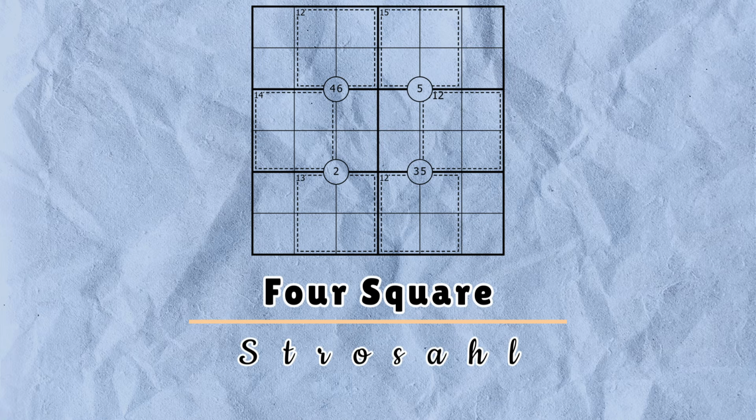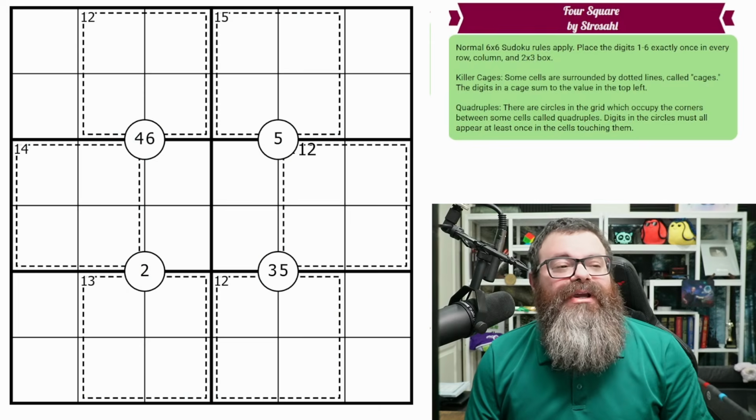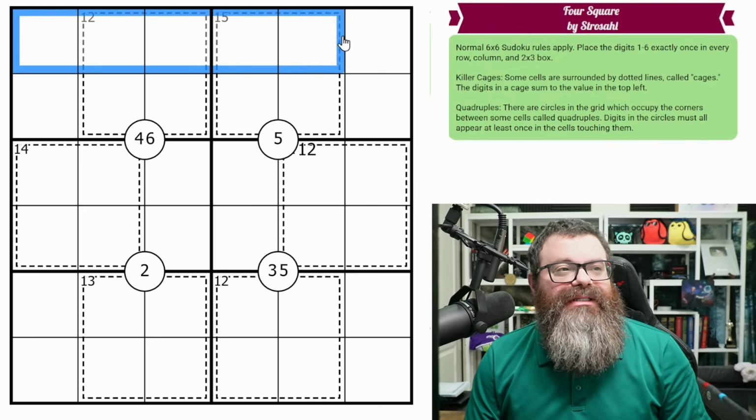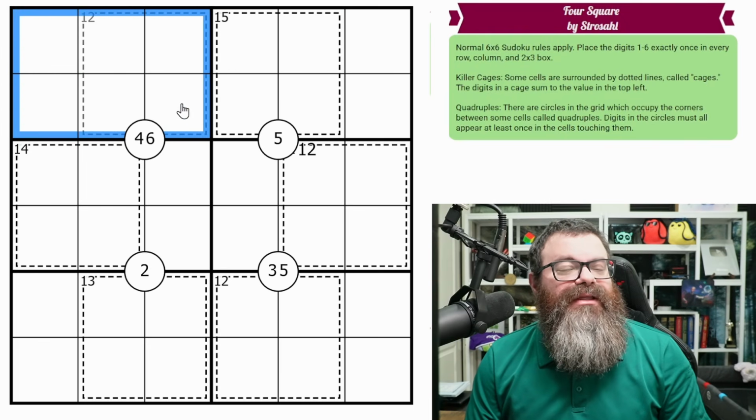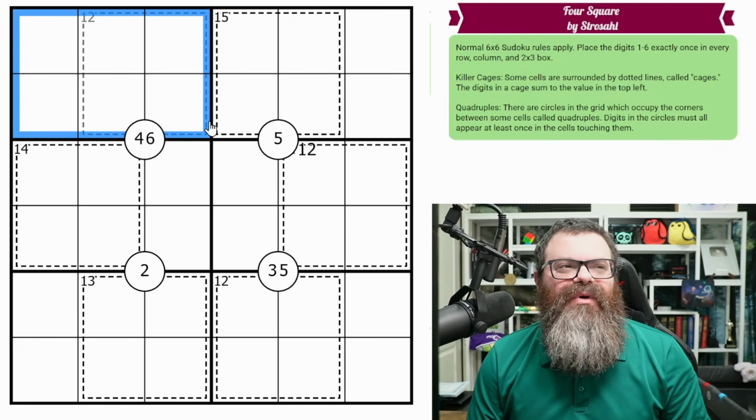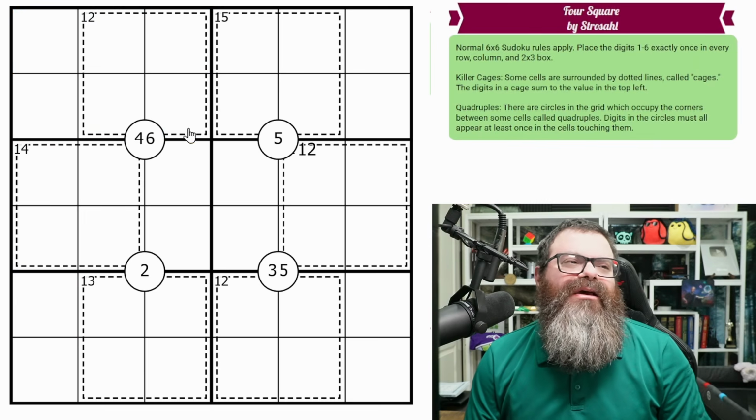Hello, let's continue our Sudoku adventure with Foursquare by Strosahl. So we have normal 6x6 Sudoku rules. That means in each row, each column, and each 2x3 box, we are placing the digits 1 to 6, exactly once each. We also have killer cages.